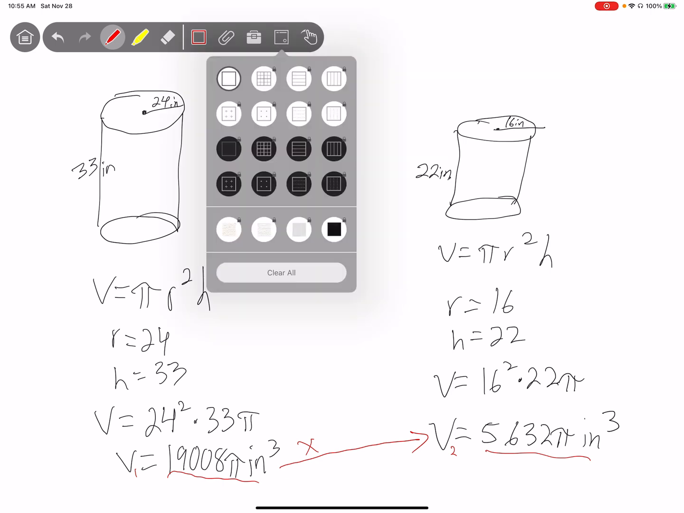I'm still trying to figure out what some of these things do. What does this do? That's not right. Okay.